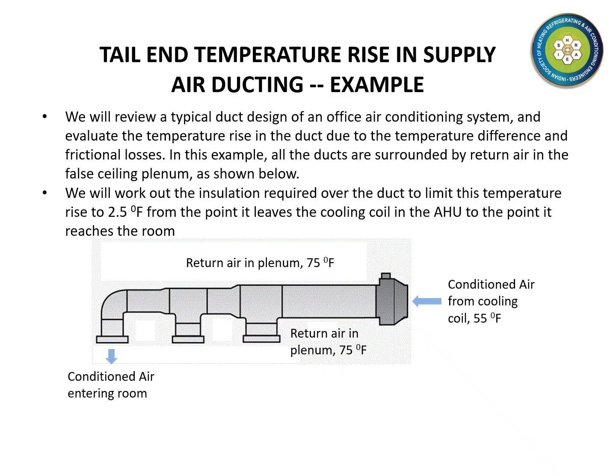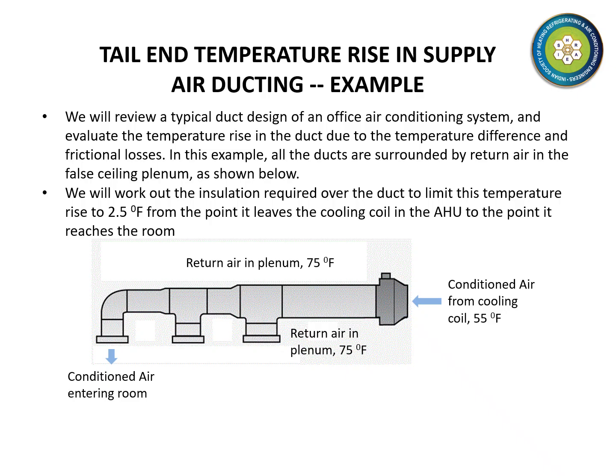In this lecture, we review an office air conditioning system in which the entire supply duct network is installed in the plenum above a false ceiling, and the return air at about 75 degrees Fahrenheit flows from the rooms directly into the plenum.